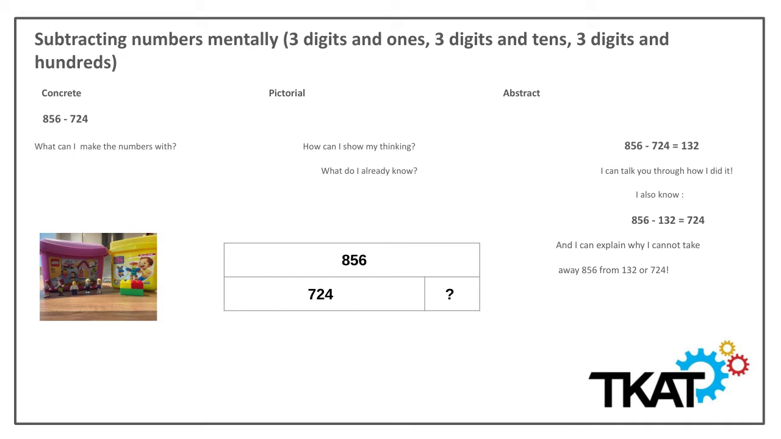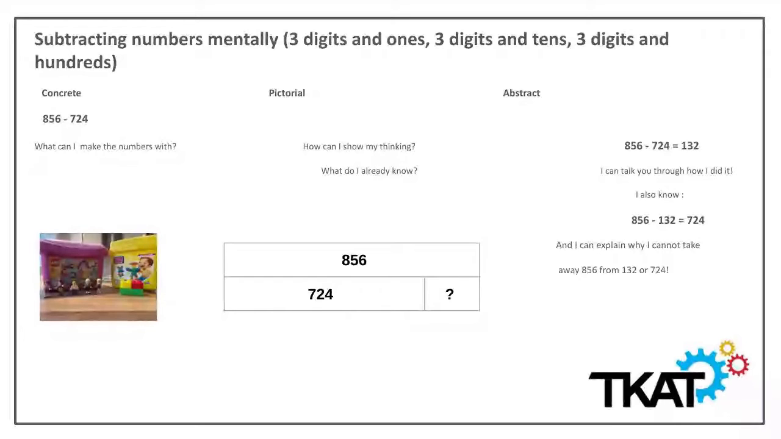Subtracting numbers mentally, and in fact accurately, is something children will be able to do once they are able to use number facts that they already know. For example, 8 take away 5 equals 3, therefore 80 take away 50 equals 30, and 800 take away 500 equals 300. The example calculation here is 856 take away 724.